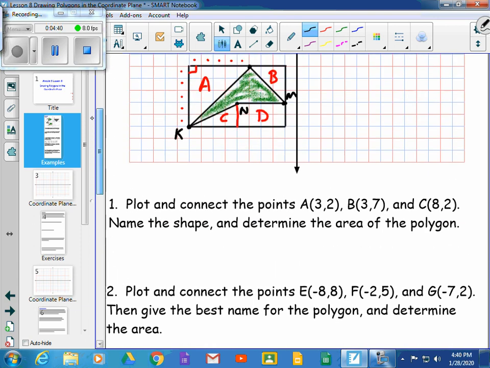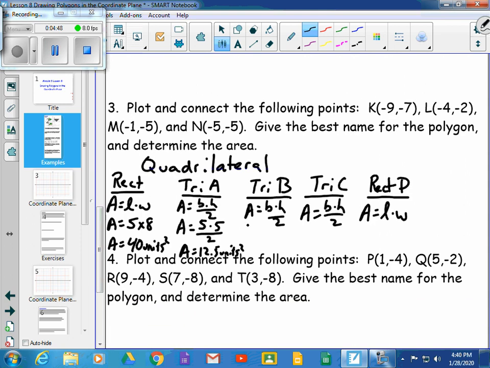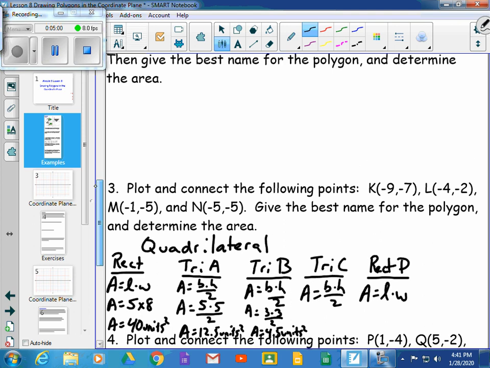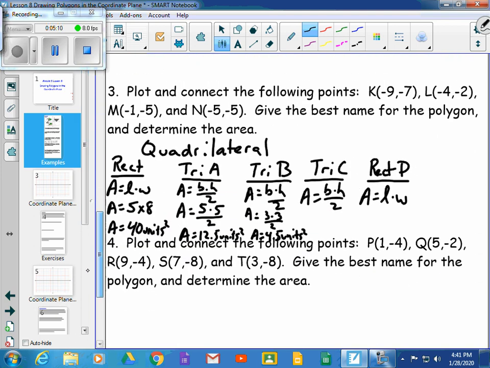Triangle B is going to have dimensions of 3 by 3. So if I substitute that in there, I get 3 times 3 divided by 2, which means that area is 4.5 units squared. And then triangle C down here, I'm going to go from corner to corner. Here's my right angle. 4 by 2. 4 times 2 divided by 2. That area is 4 units squared.